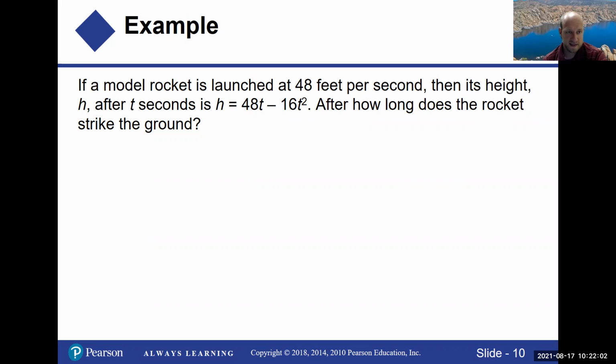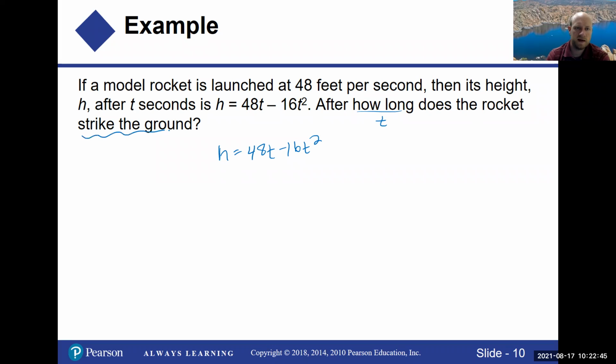So in this case, if a model rocket is launched at 48 feet per second, then its height h after t seconds is h equals 48t minus 16t squared. So that's the equation that models that rocket launch. After how long does the rocket strike the ground? Okay. Well, if this is the equation that models this situation, the last sentence says after how long, so that would be our time, right?